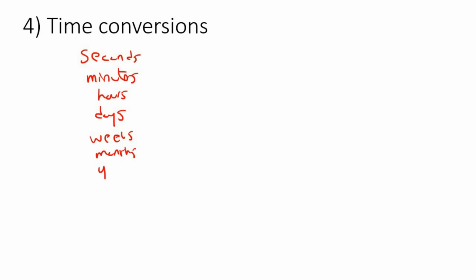Okay, time. Now time is where we talk about things like seconds, minutes, hours, days, weeks, months, years. And of course we could go decades and all of these things, but these are typically the ones that we need to know. So I just want you to know the basics. I want you to know that there are 60 seconds in a minute. These are all things you do know, but just make sure.